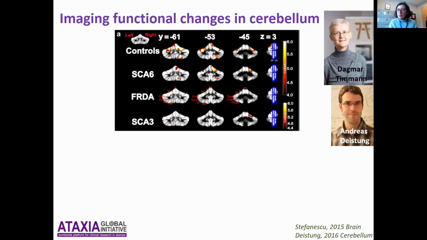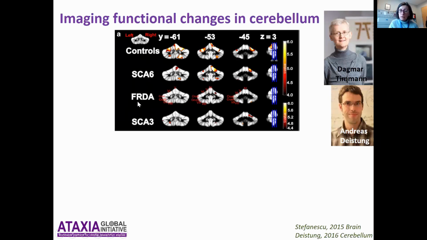And this is an example in actually the same paper, same work, where they used a functional task, a finger moving task, to look at the functional changes, again, going beyond morphometric changes in SCA6, Friedreich's ataxia, and SCA3. And these results are mapped, shown on a cerebellum template, and you can see the type of activation that you get in healthy control participants and how different it is.